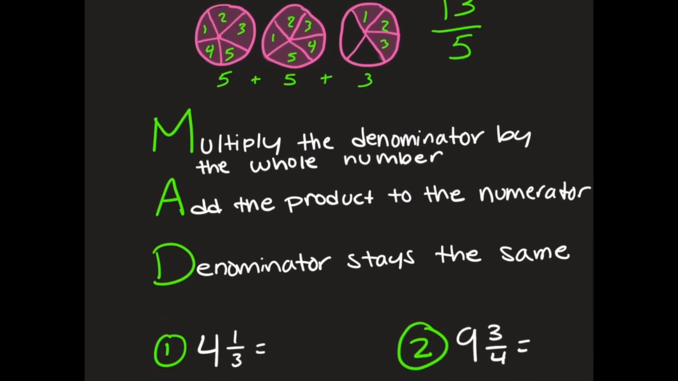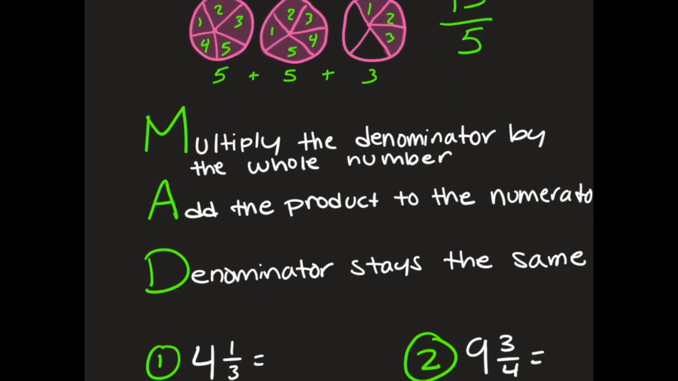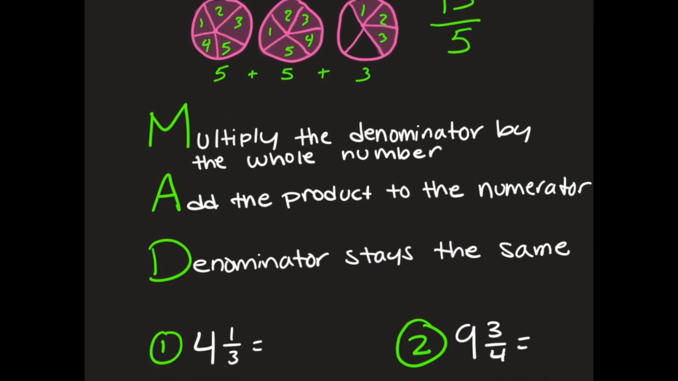All right. Now this is something that I wrote down to help you do it a little bit faster with another method, MAD. You're going to multiply the denominator by the whole number. You're going to add the product to the numerator, and then your denominator stays the same.